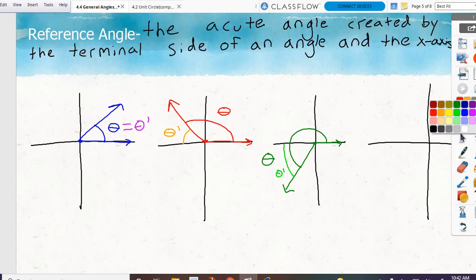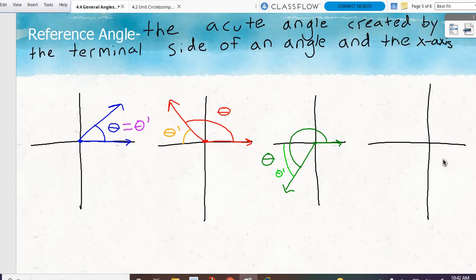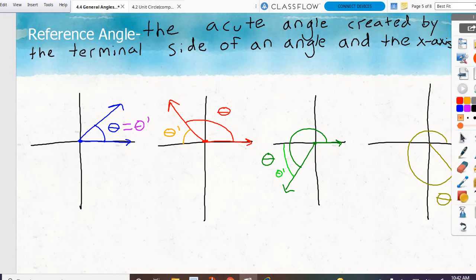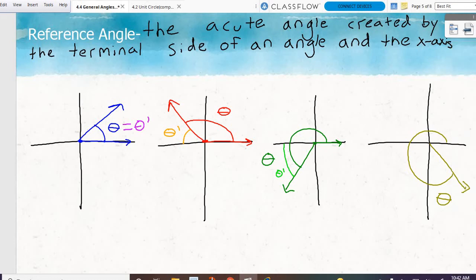So what is our last option? When it's in the fourth quadrant, that would be theta. So what would be our theta prime? The rest of it? So like the mouth of our Pac-Man shape? So that would be theta prime? Okay with that?